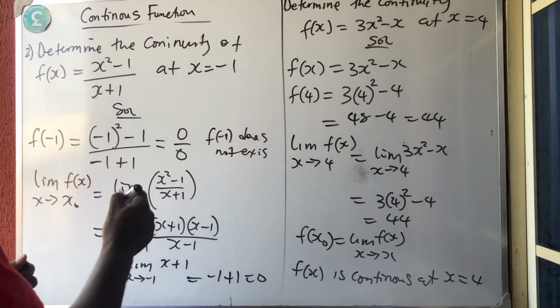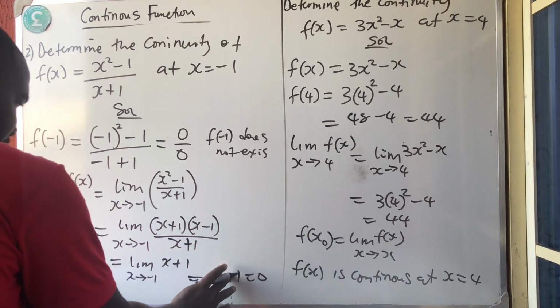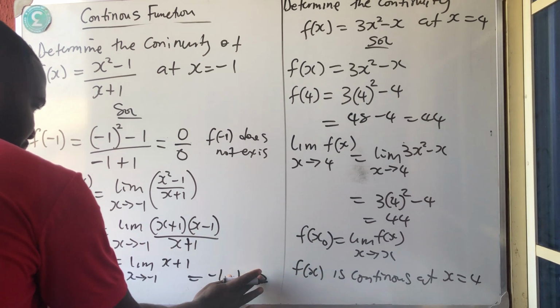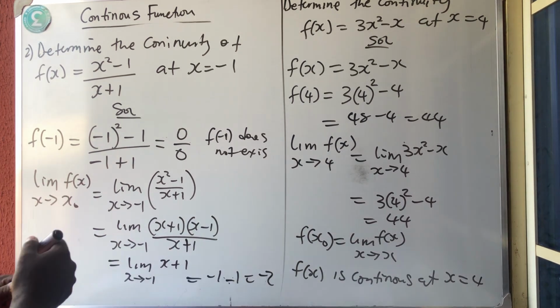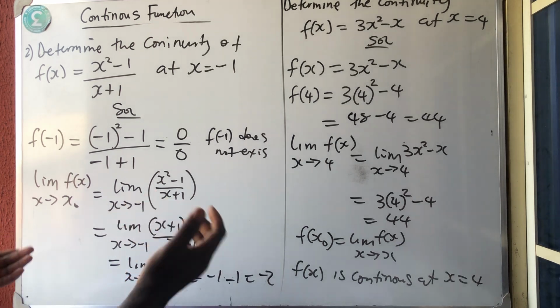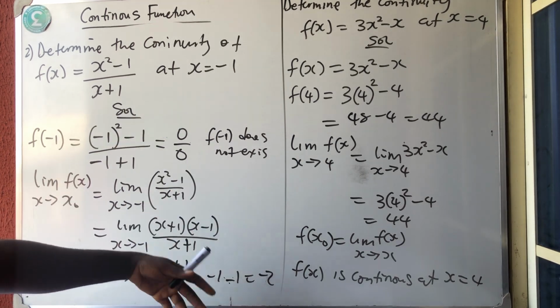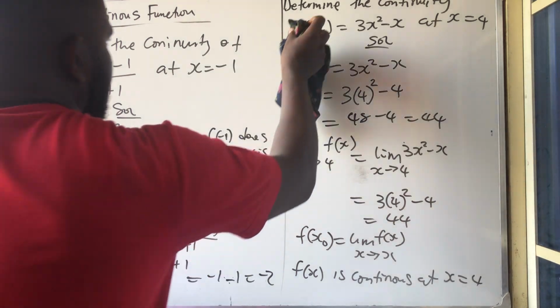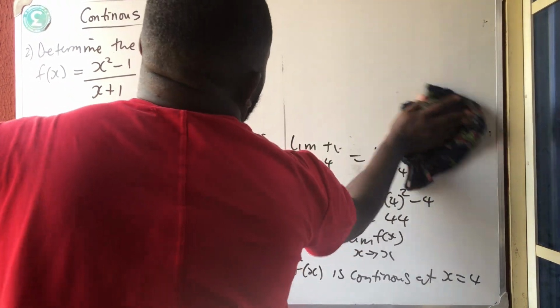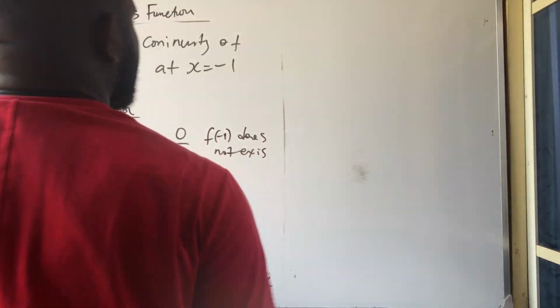Okay, so here is plus, sorry, so I'm having minus 1, which is minus 2. And automatically this one is not equal to this one, so the limit does not exist, okay? Sorry, it is not continuous at that point.